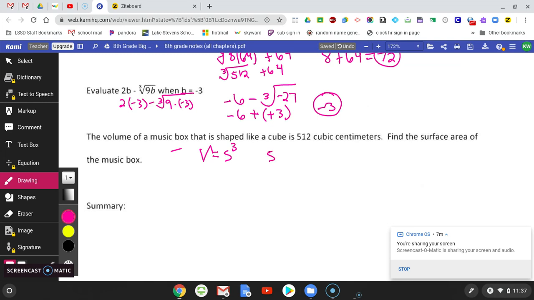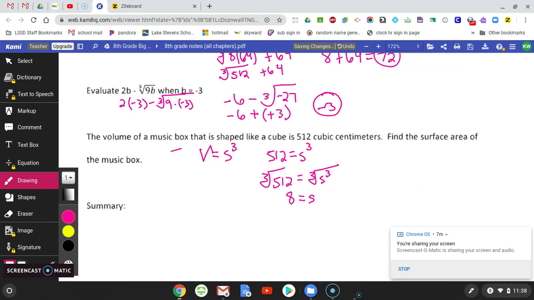So the volume is 512. If we want to know what a side length is, then we would need to take the cube root of it, because the opposite of cubing something would be cube rooting it. So I'm going to take the cube root of 512 so that I can take the cube root of s cubed. The cube root of s cubed is just s. That's why we're taking the cube root of it. And the cube root of 512 is 8. So we know one side is 8.